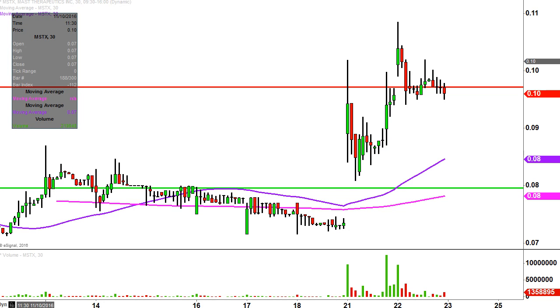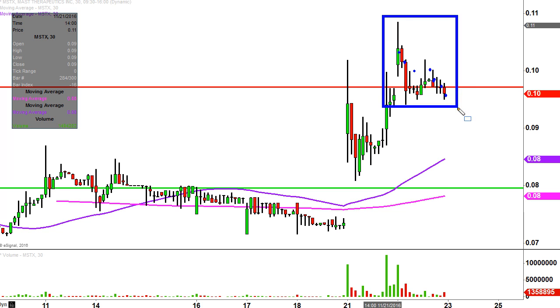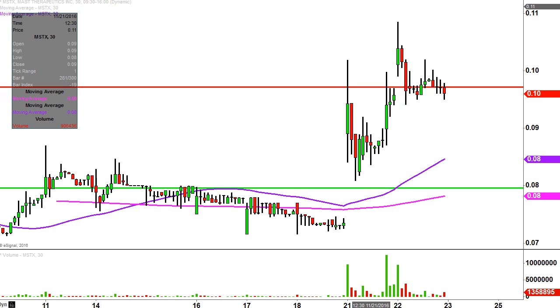Real quick, what do I mean by 30-minute in case maybe you're new to charts? Instead of each one of these candlesticks representing 1 day's worth of price action, which is what you would normally see, each one represents 30 minutes. So while this here may look like several days worth of time, it's actually just today's price action broken down into 30-minute time slices. I did this analysis yesterday, so that's where these red and green lines are coming from.